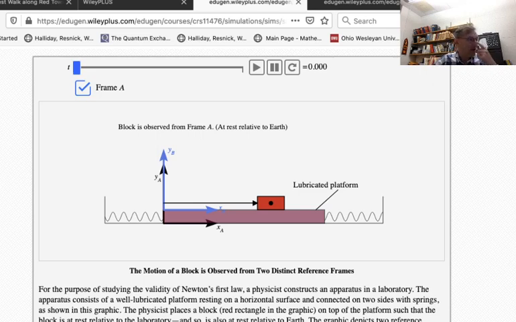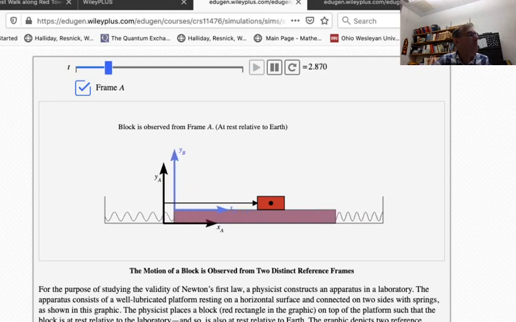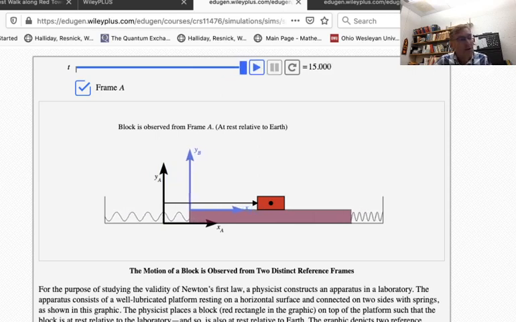When I run the animation, you're going to see that the lubricated platform is just going to oscillate back and forth because of the springs. I want you to focus on the red block, the small red rectangle. Okay? So the platform is oscillating underneath the red block. That's all, right? And reference frame A is not moving because it's fixed to the Earth, and that's where we are. Did you notice that the red block, as observed in frame A, was not moving?